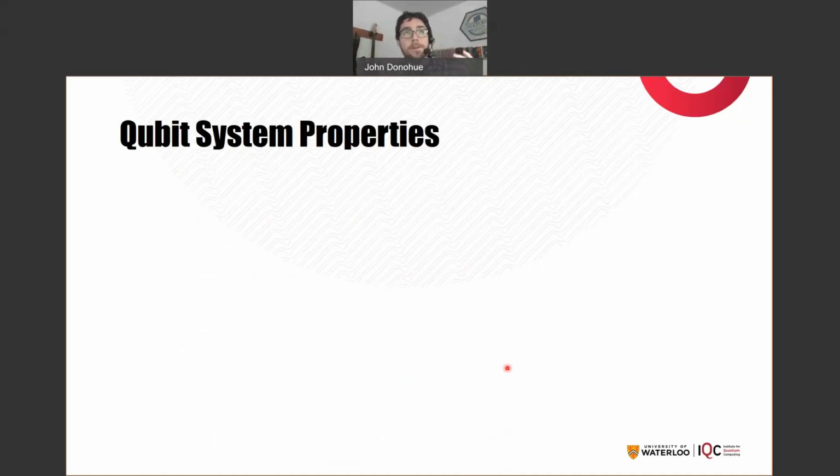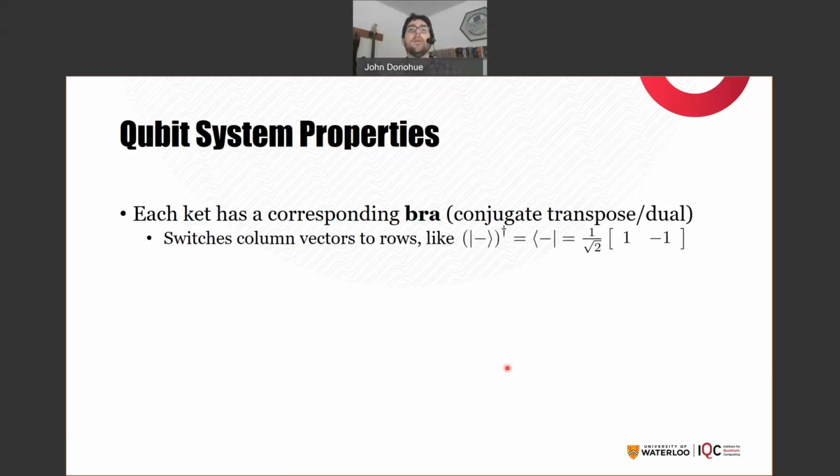So what are some properties of these qubit systems? Now speaking about them from a mathematical point of view, each ket has a corresponding bra. It's equivalent to the conjugate transpose, or the dual. The conjugate transpose part is important because we're always going to take the complex conjugate. We're not going to deal with any complex numbers in this particular lecture.